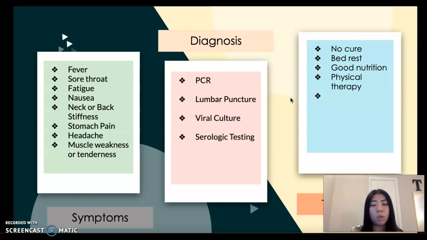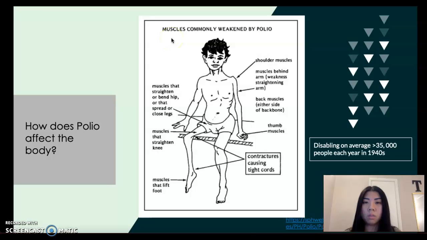Physical therapy is recommended to prevent deformities and loss of muscle function. Typically, some side effects of polio are muscle atrophy and muscle weakness, which is typically found in the legs. But in some cases, it can also cause weakness of the neck and throat muscles, which often lead to difficulty swallowing and talking. It can also cause weakness of the abdomen muscles, back muscles, and the muscles that lift your foot.